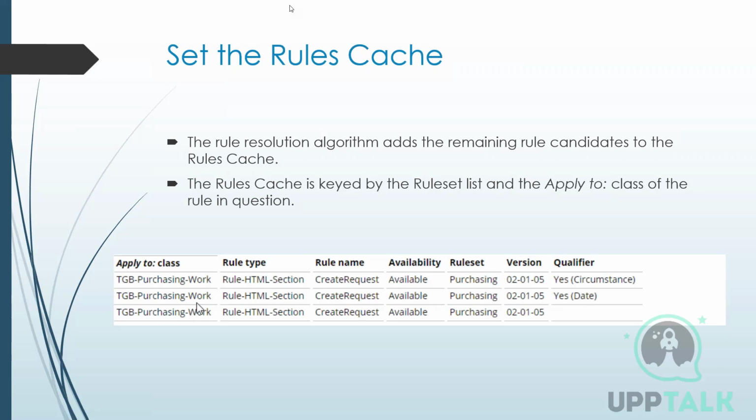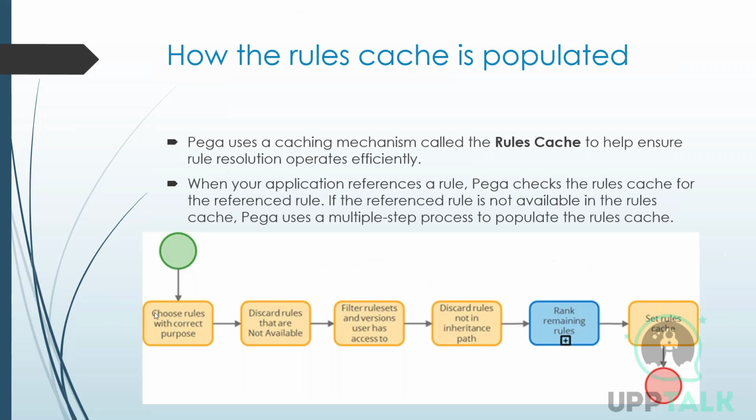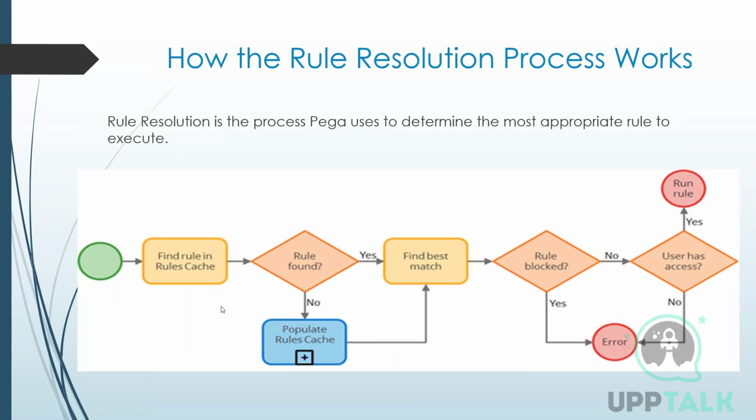Now I started up with around 20 rule candidates, and I ended up with 3 rules to set the rules cache. We have just completed this part of the process, which is for populating your rules cache. Let's continue. The next thing that should happen, now that the population of the rules cache is done, is that I have 3 steps involved: finding the best match, check rule blocked, and then check user access. So 3 things.